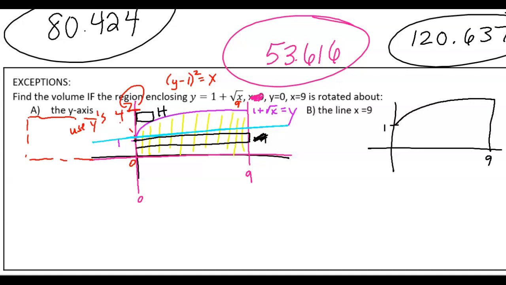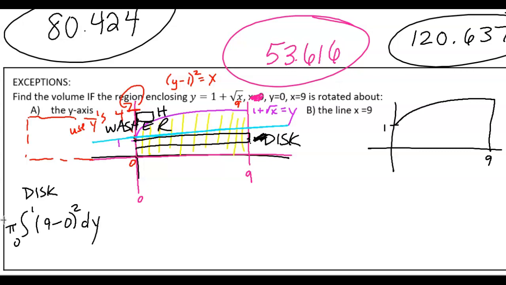So down here, I'm going to have a disc. And from 1 to 4, we're going to have a washer. Okay? And so we're going to have 2 integrals that we have to do. So for my disc part, we can integrate. It's still from 0 to 1. There's still y values. And it's just right minus left. So right is 9 minus left is 0 squared. Okay? And that will give the volume of the bottom region. It's solid on the bottom.